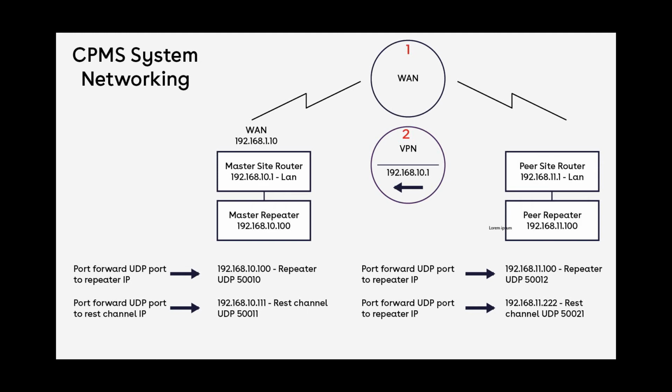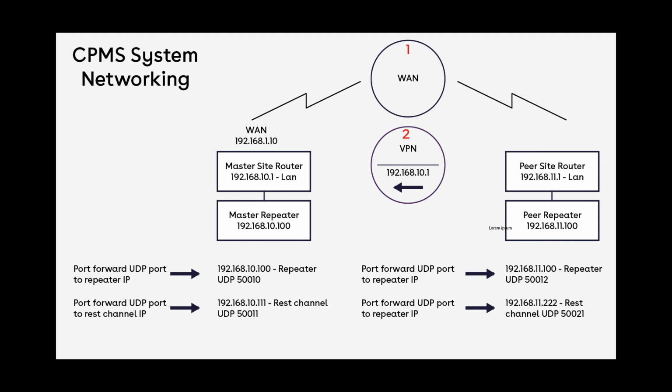In IP Site Connect, all we did was port forward the traffic on the UDP port for the master repeater to the master repeater's local IP address. But now we have a REST channel as well, so we do need to port forward the UDP traffic on the REST channel for the master repeater to the REST channel IP address.